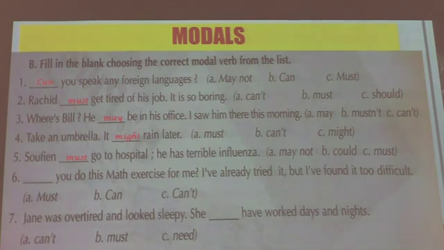Yes, you do this math exercise for me. You are asking someone to do you a favor, okay, to do something for you. Yes, it's a polite question. Can you do this exercise, this math exercise for me? And the last one. Yes, here you are. Jane was overtired and looks sleepy. She must. You are sure, okay? She must have worked days and nights. She must have worked a lot, okay? That's why she is feeling overtired and sleepy.